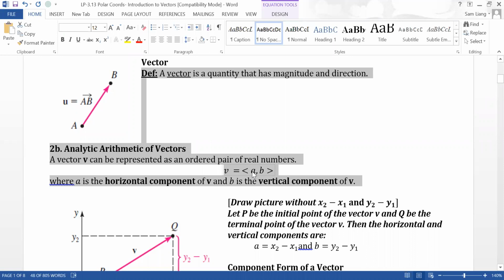Every vector v can be broken down into two numbers, a and b. Essentially this is just saying that it's two-dimensional, and you can think about this as a coordinate. As you'll see, we're going to graph vectors on a coordinate plane.